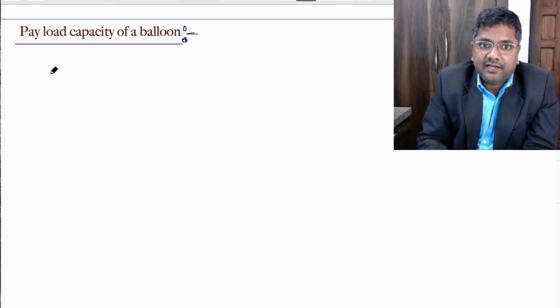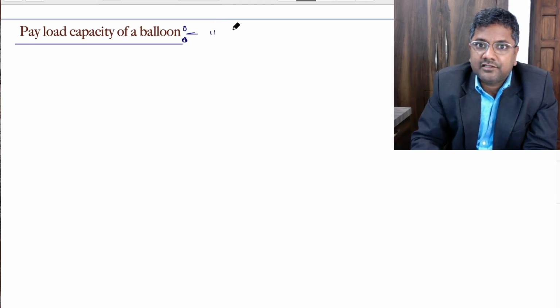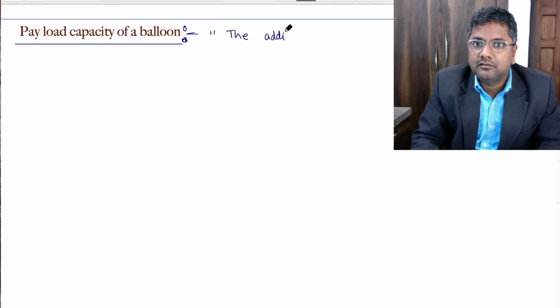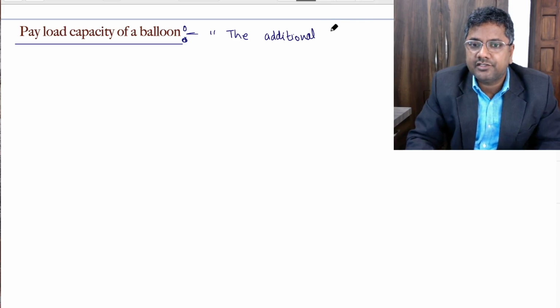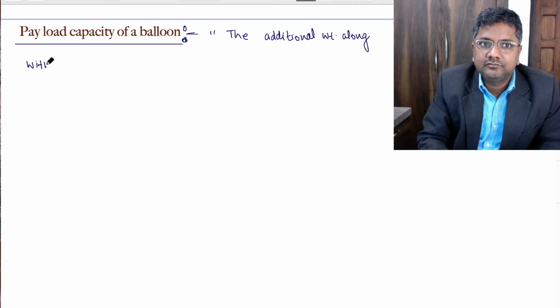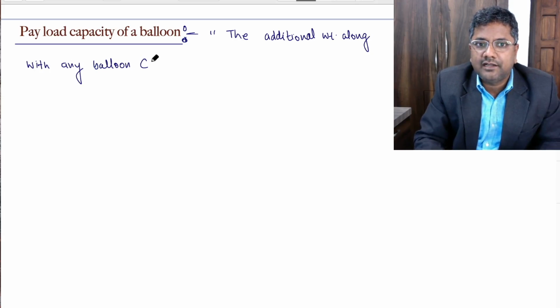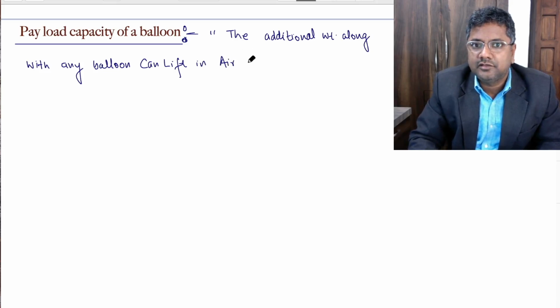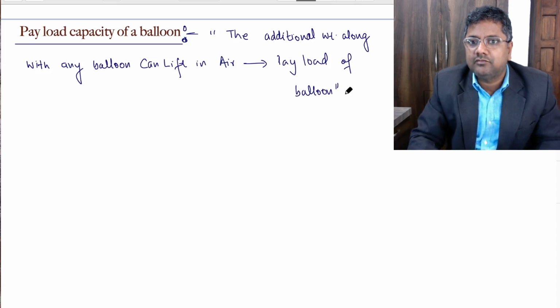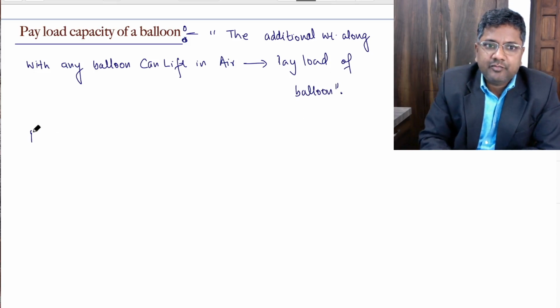So payload capacity is defined as the additional weight that any balloon can lift in air, known as the payload of the balloon, right?